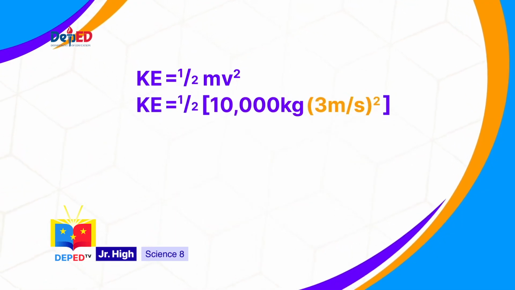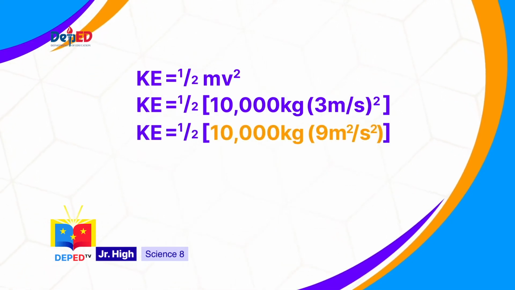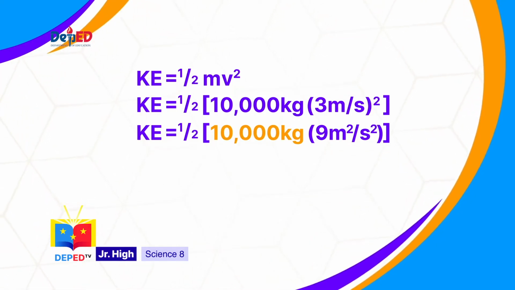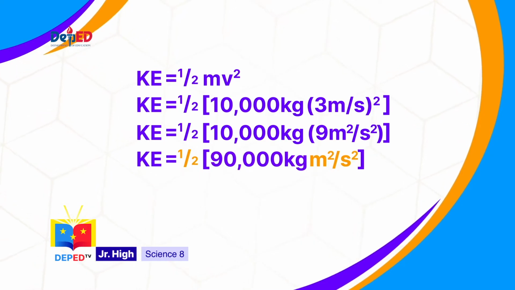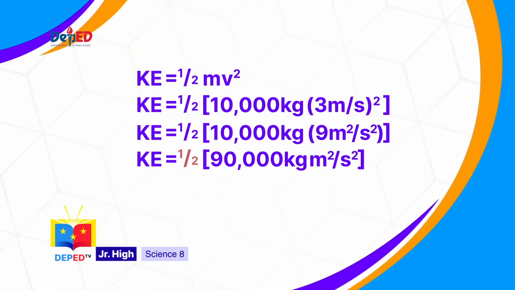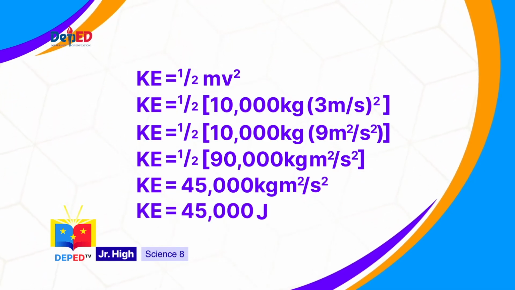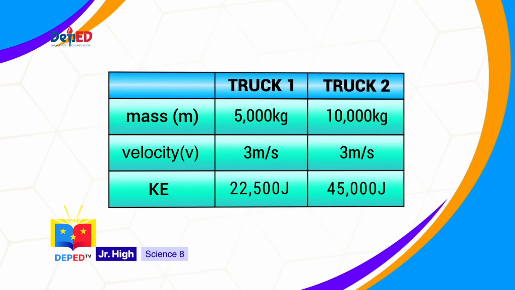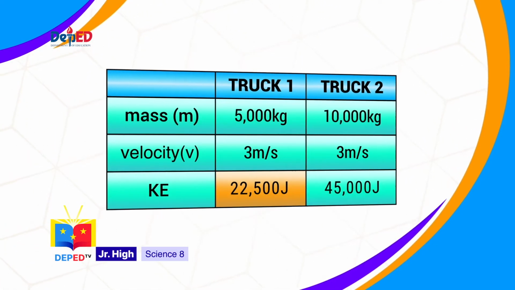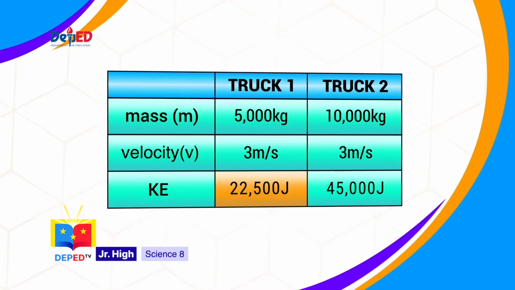We put 10,000 kilograms for the mass and 3 meters per second for the velocity. We get 9 meters squared per second squared after squaring the velocity. We multiply that with the mass at 10,000 kilograms, which gives us 90,000 kilograms meters squared per second squared. We multiply that again with 1/2, and that will bring us down to 45,000 kilograms meters squared per second squared, or 45,000 joules. To compare, truck 1 has a kinetic energy of 22,500 joules, and truck 2 with a kinetic energy of 45,000 joules.